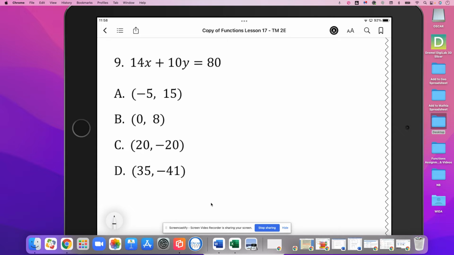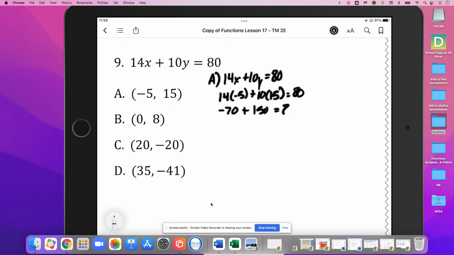So for 9, we have the same process again. 14x plus 10y equals 80. And we're going to have 14 times negative 5 plus 10 times 15 equals 80. And so we get negative 70 plus 150 equals 80. And yes, negative 70 plus 150 is 80, so 80 equals 80. And A does satisfy the function.